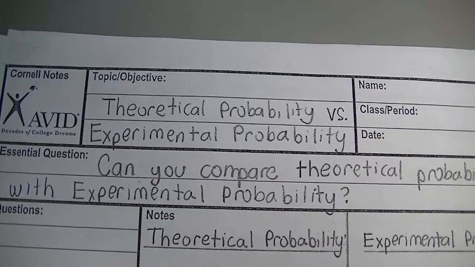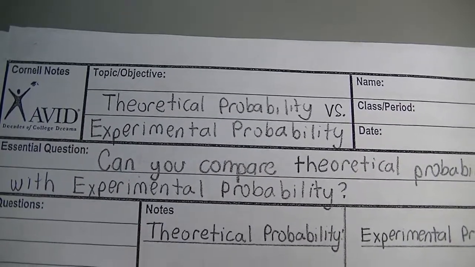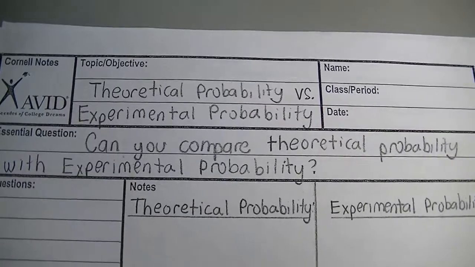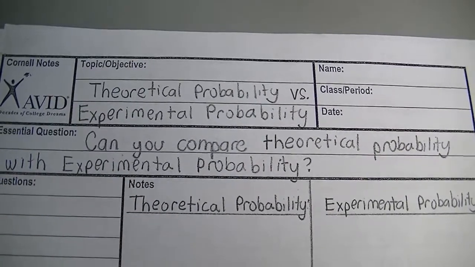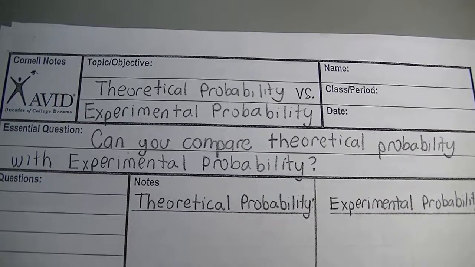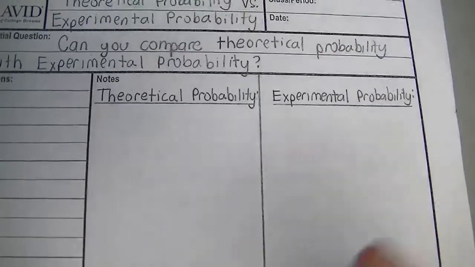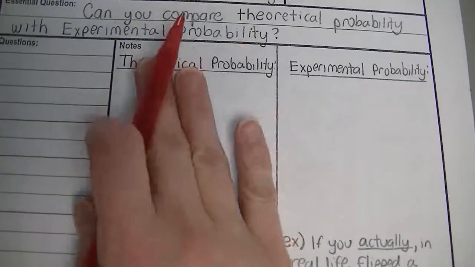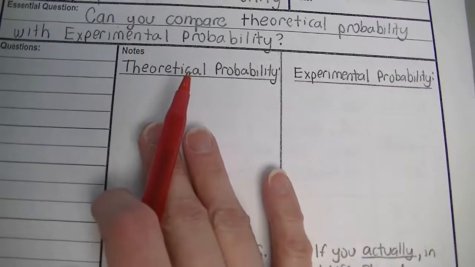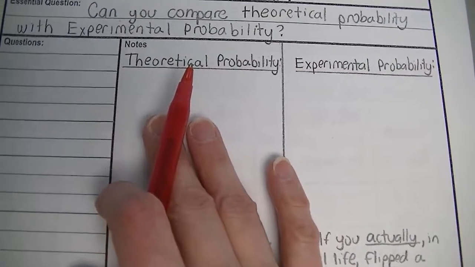The topic is theoretical probability versus experimental probability. The essential question is, can you compare theoretical probability with experimental probability? So you'll see right here in the notes part, there are two columns. The first one, we're going to write down the definition of theoretical probability.